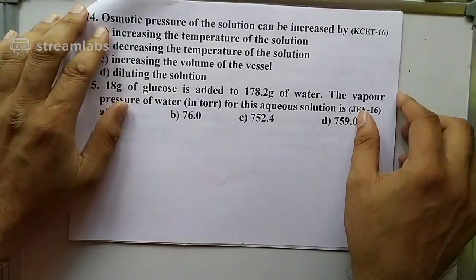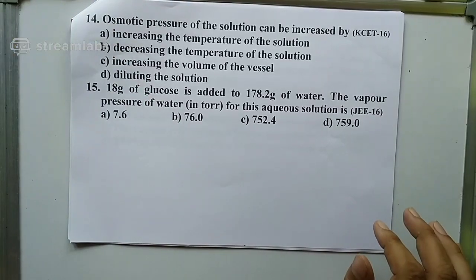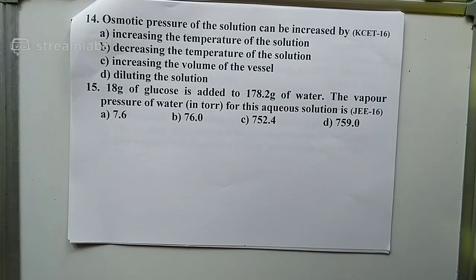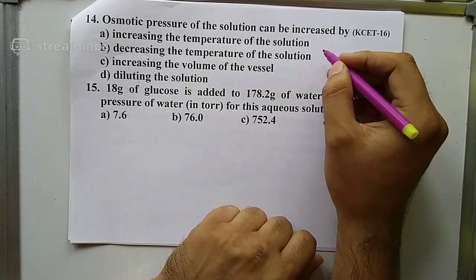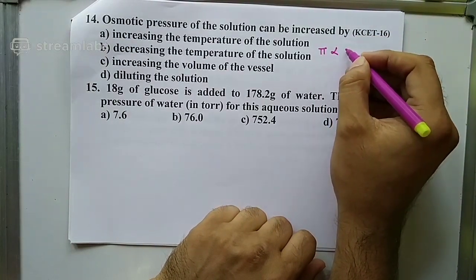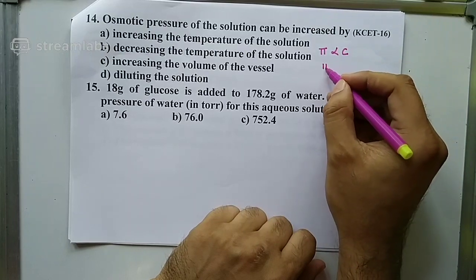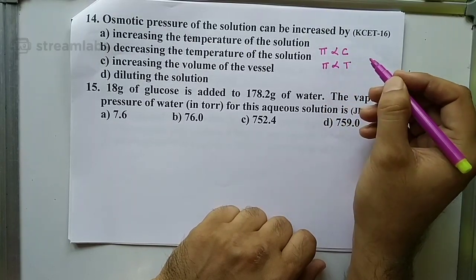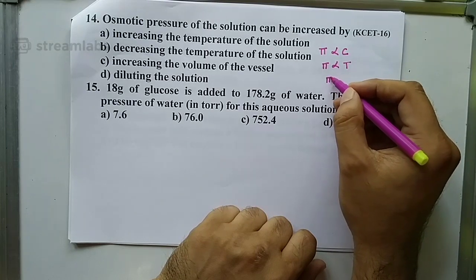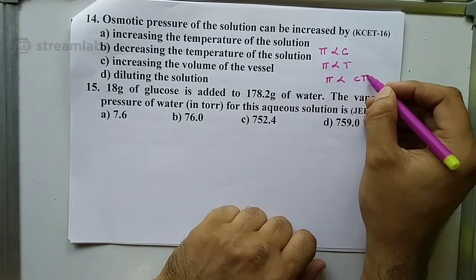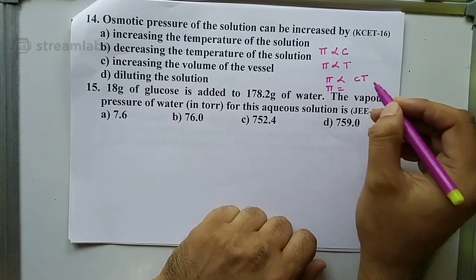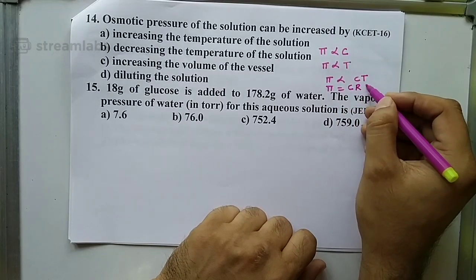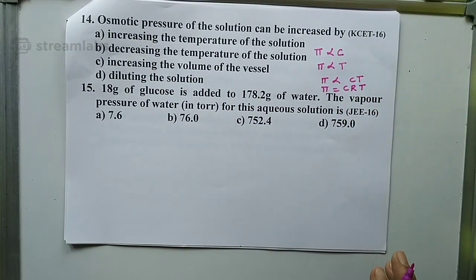Question number 14. We need to know how the osmotic pressure of a solution can be increased. Yesterday we saw that pi is directly proportional to C, and pi is directly proportional to T. Combining these, pi is directly proportional to C into T, and finally pi is equal to C into R into T, where R is the universal gas constant.